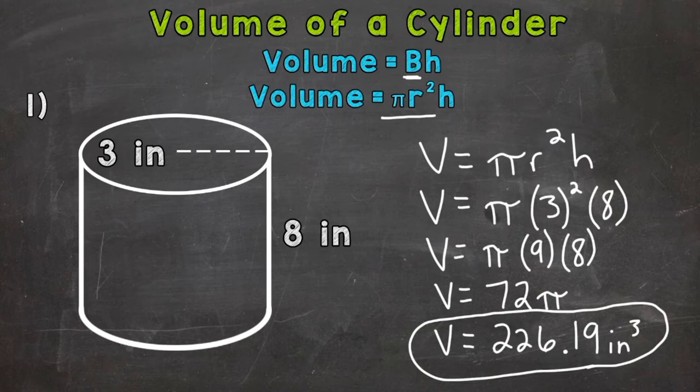So there's how you find the volume of a cylinder. We found the area of the base and multiplied it by the height. Now our base was a circle, so we used pi r squared in order to calculate the area of our base and multiplied it by the height.